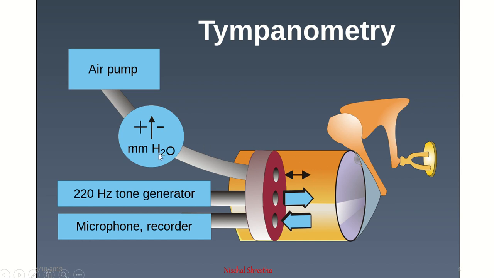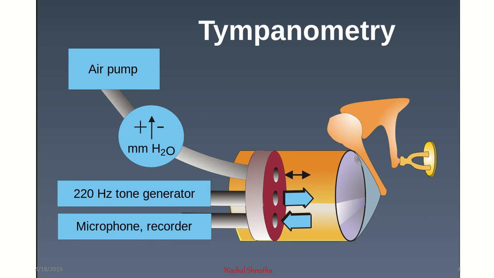Each of them has its own function. See, this channel we are seeing, this upper one, is used to change the pressure in the EAC. So it has a function to change the pressure of the EAC. And this other channel generates the sound, usually of frequency 220 hertz or 226 hertz.